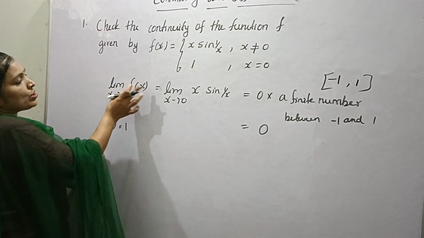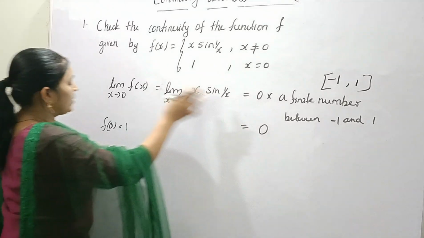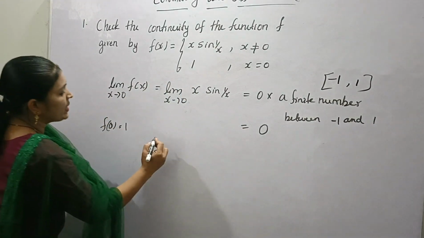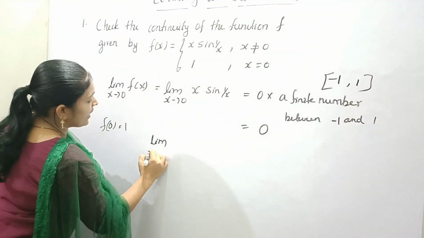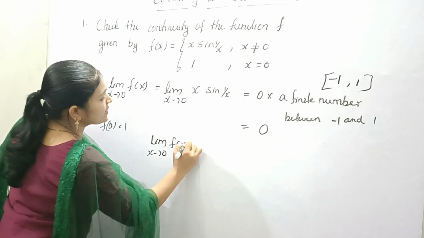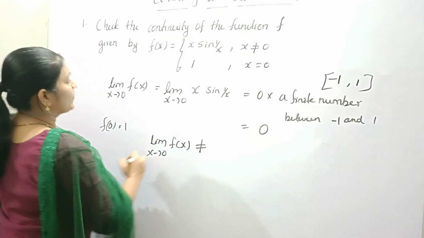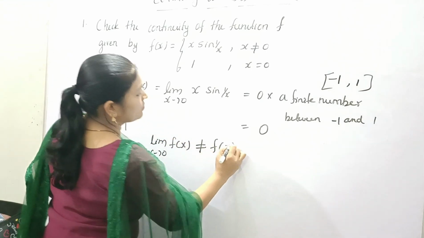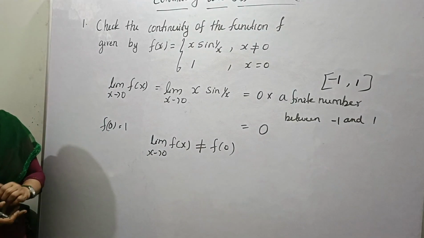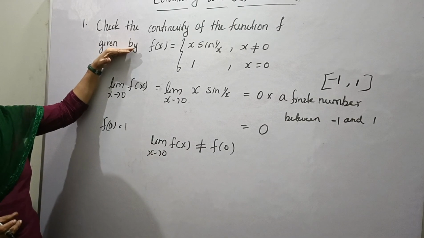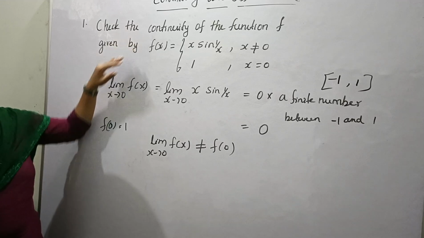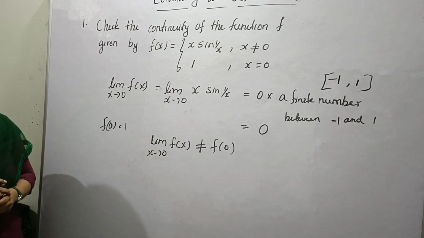But here the limit as x tends to 0 of f of x is equal to 0, and f of 0 is equal to 1. Hence, limit x tends to 0 of f of x is not equal to f of 0. Therefore, this given function is not continuous.